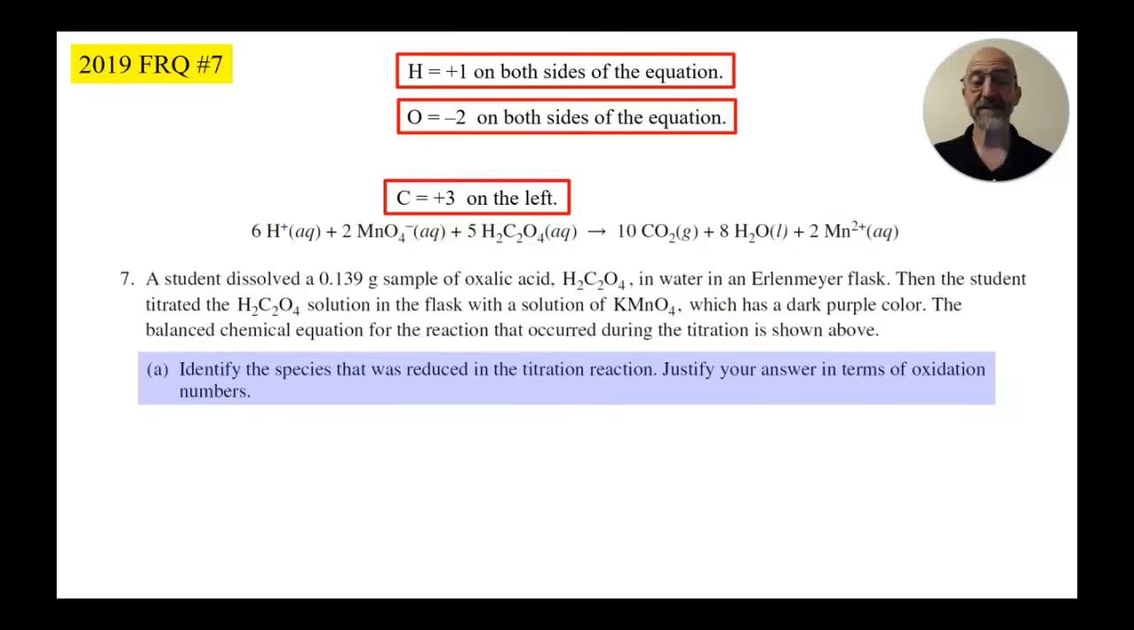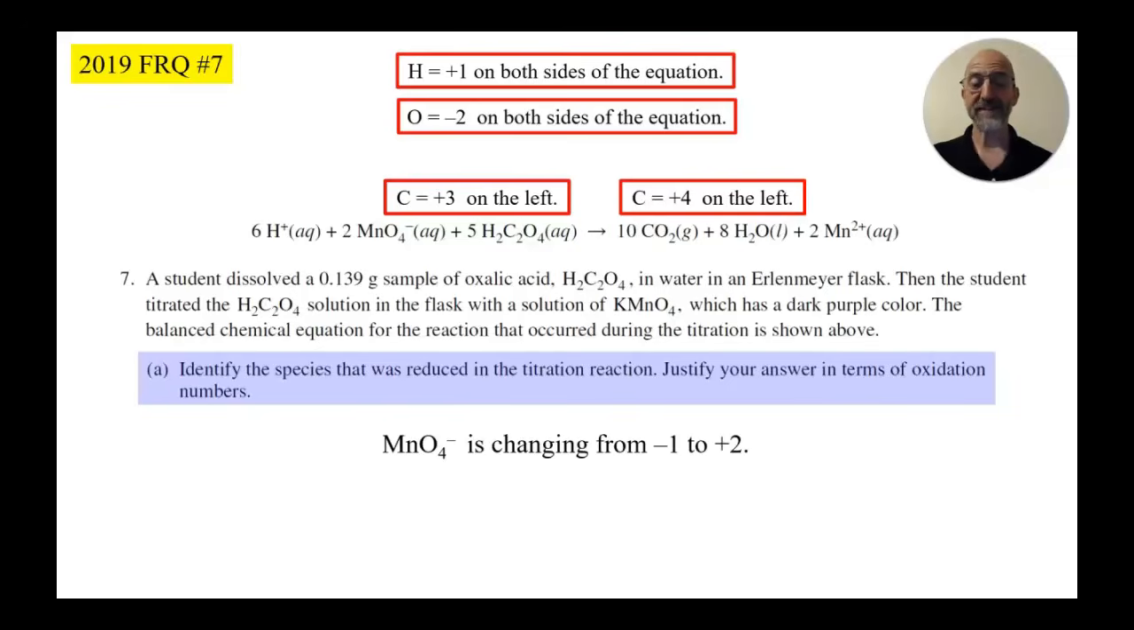Now on the other side, it's a little easier. It's CO2. That would be -2 for oxygen, and you have 2 of them, so the carbon would be +4 in that compound. Now, what happened is that carbon actually went up from +3 to +4, so that's not reduction, that's oxidation. What I know right now is that hydrogen didn't change, oxygen didn't change, and carbon was actually oxidized from +3 to +4. So let's go ahead and answer the question. Identify the species that was reduced in the titration reaction. So I'm going to say something about manganese.